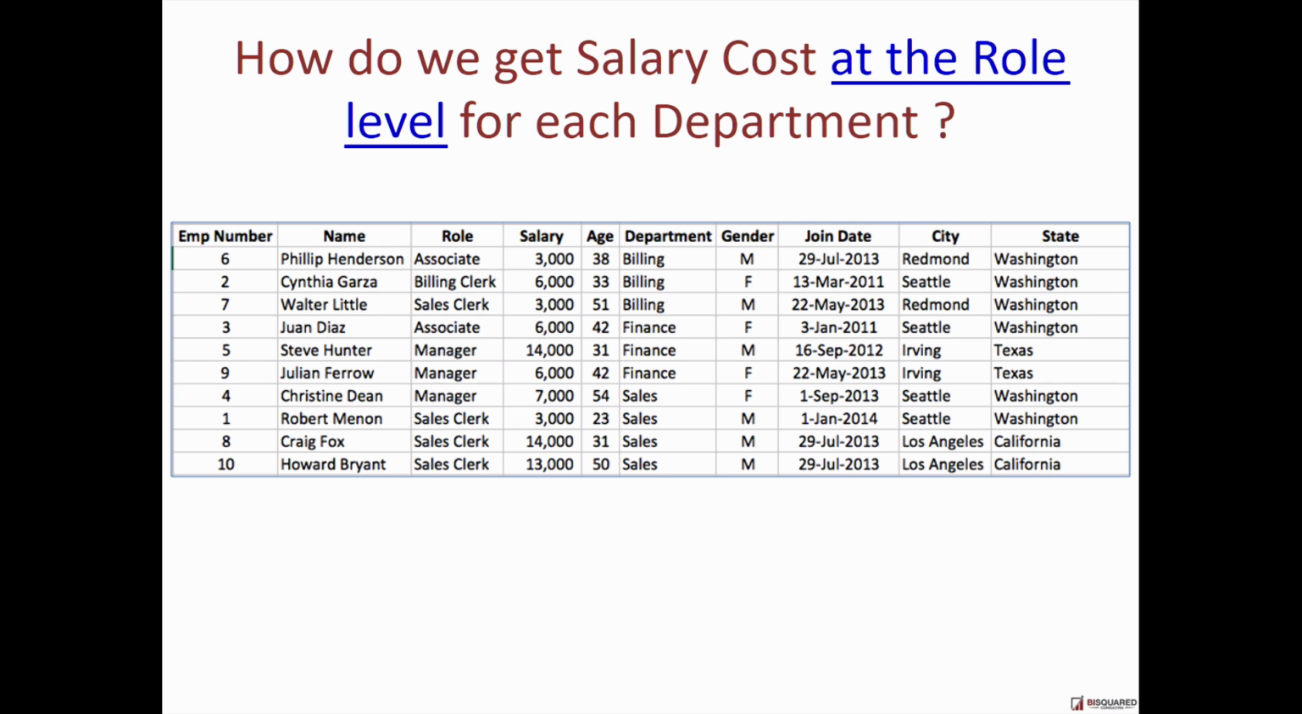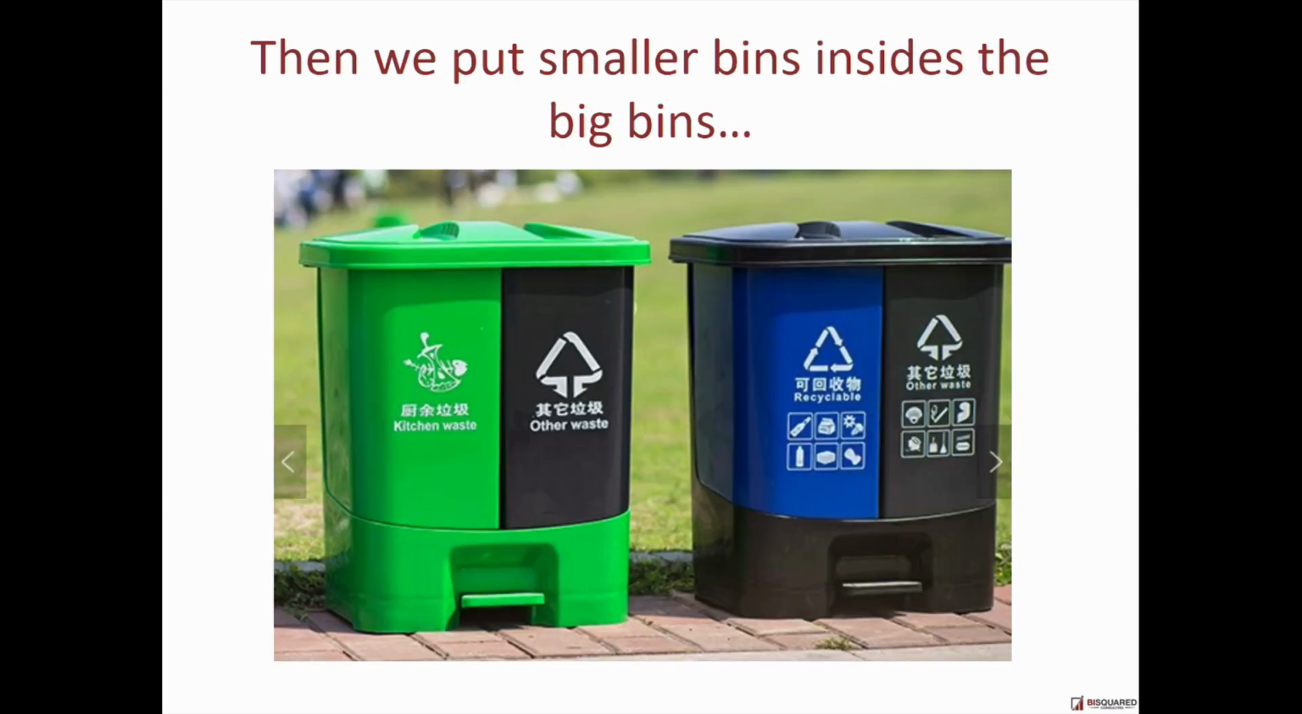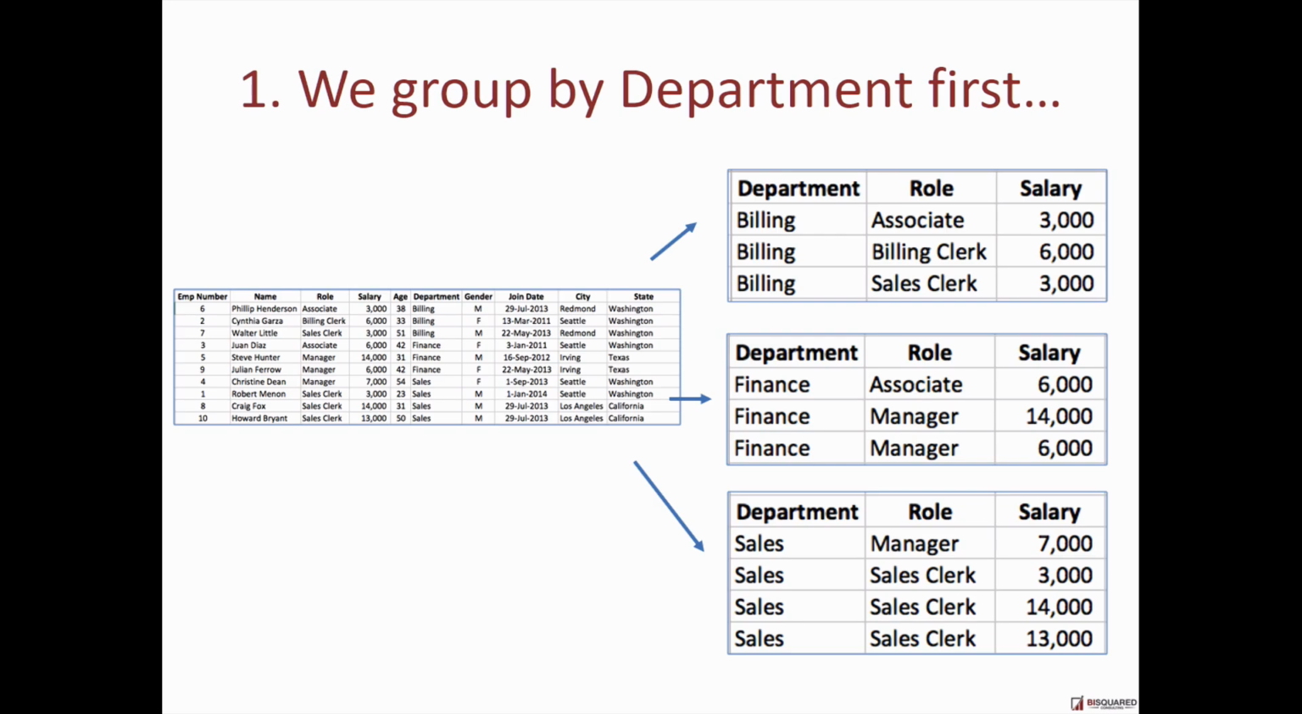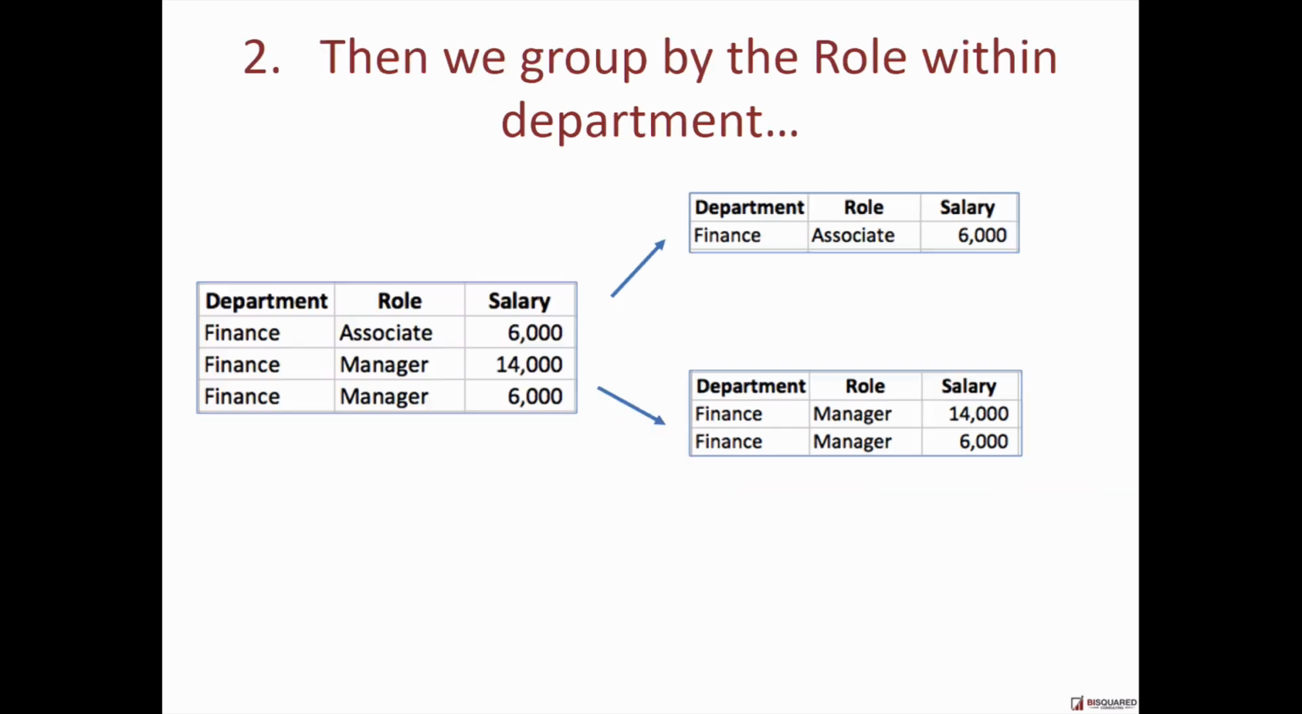So now let's take a slightly more complex example. What if we want to break down the salary cost by role within each department? So we start with big bins, but then we put smaller bins inside the big bins very nicely. This recycle bin has separate compartments for dealing with different types of garbage within the same type. So in the same way, we start with grouping by departments first, but then once we are within a department, we further break it down. We put a sub compartment or a sub bin within the bigger bin.